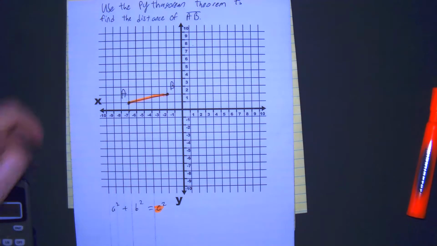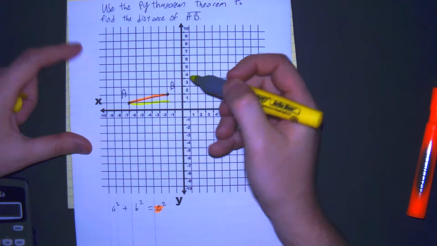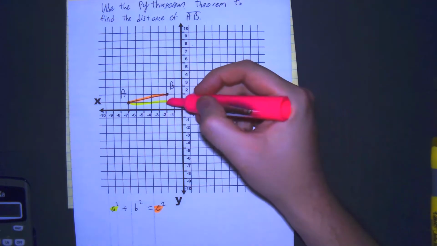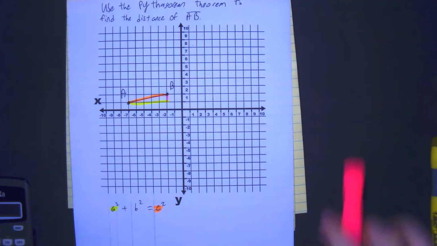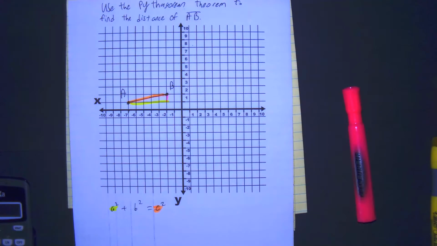The a is the horizontal distance from A to B. And the b is the vertical distance between A and B. So typically when you use the Pythagorean theorem, you're most likely given a graph or a polygon of some sort. So the best way to do this is you can just skip count.